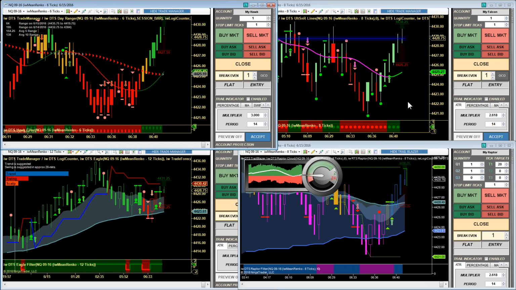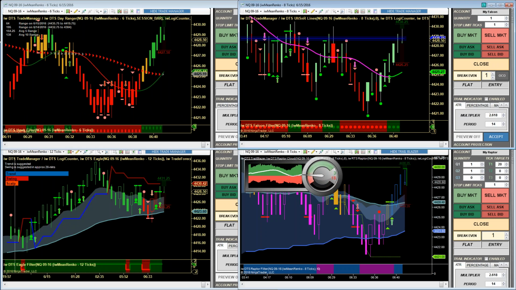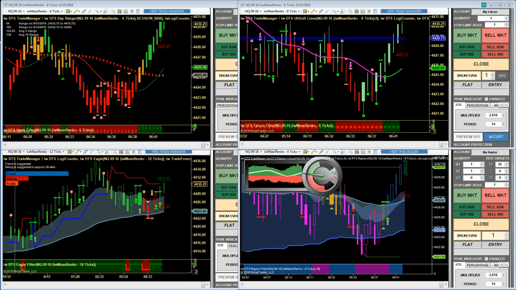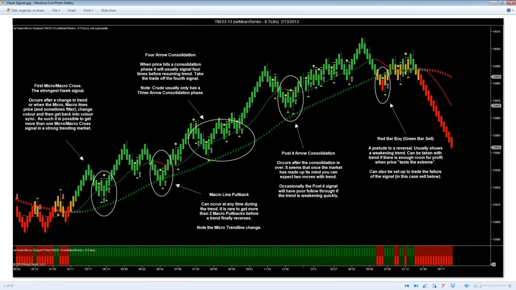Now, what are all these signals I'm talking about, you say? They're really not that difficult to identify. What we do is we go over the signals every day in the trading room. And we also have what we call a cheat sheet. So here's your cheat sheet for the Hawk. You can see these are the 5 primary signals that we focus on finding.